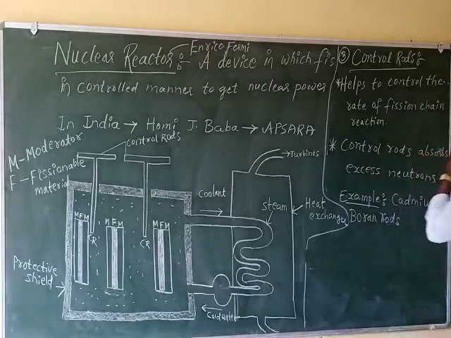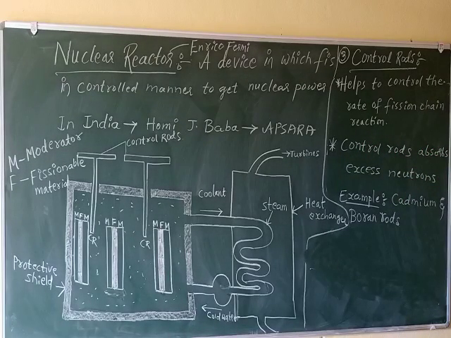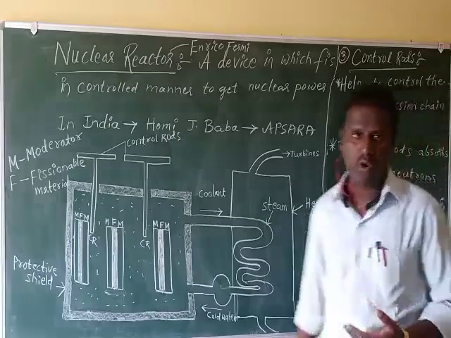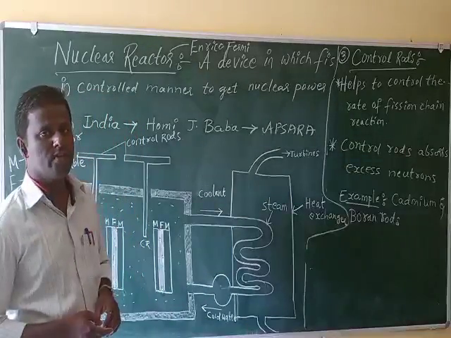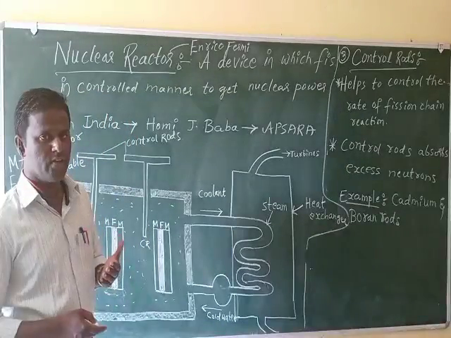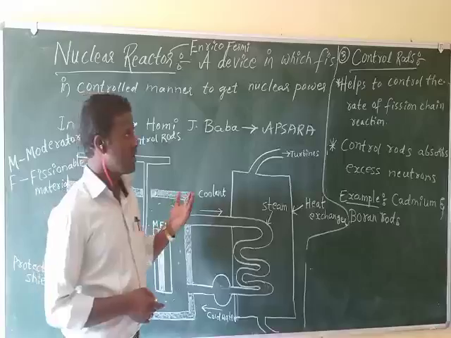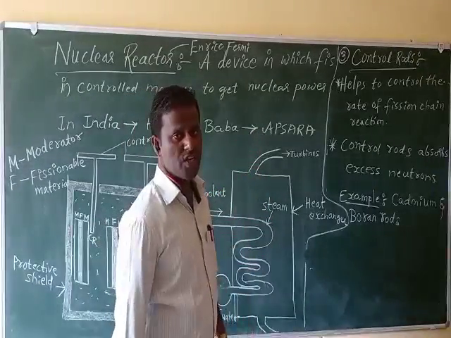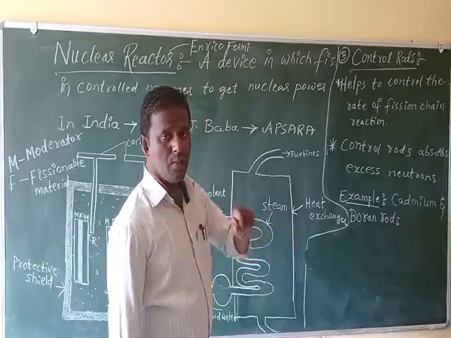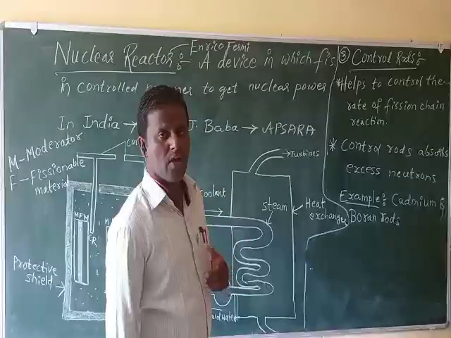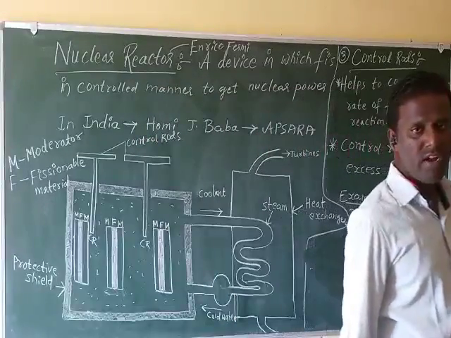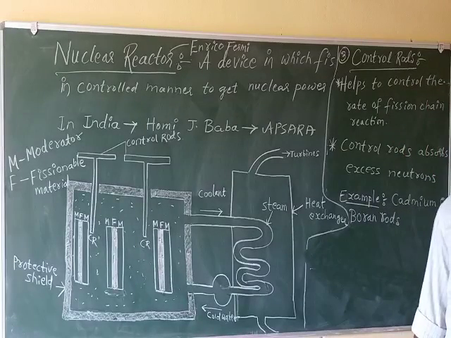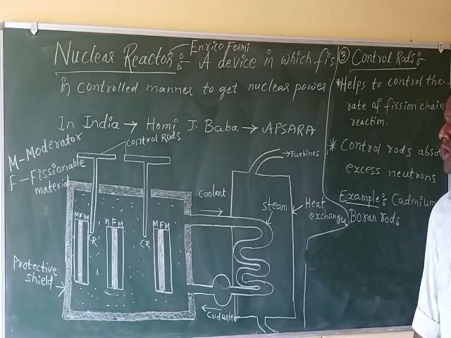So see here the example of control rods is cadmium and boron rods, right? So what is the third part here? Control rods. What is the meaning of control rods? These are the substances which can absorb excess neutrons and thereby control the rate of fission chain reaction, and they allow only a limited number of neutrons to cause the fission process, resulting in the process of controlled fission chain reaction in a nuclear reactor.